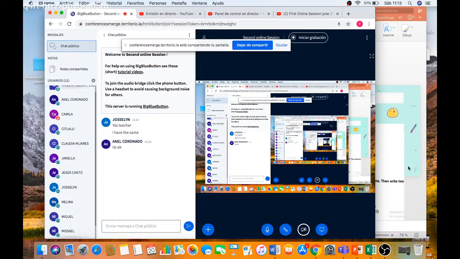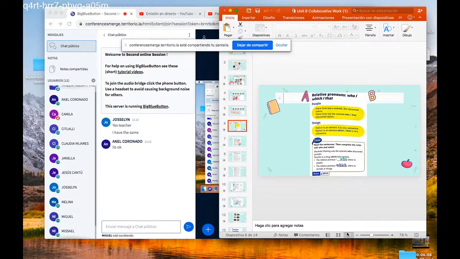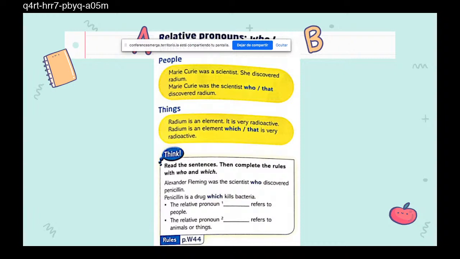So the next exercise is on page 83, in which we have relative pronouns. It is important, first of all, to establish the function of a relative pronoun. As we said in the first class, the relative pronoun lets us join two sentences in one, so we can avoid the repetition of a subject or an object. If we have an object, we are going to use which or that. But if we have a subject, we are going to use who and that.